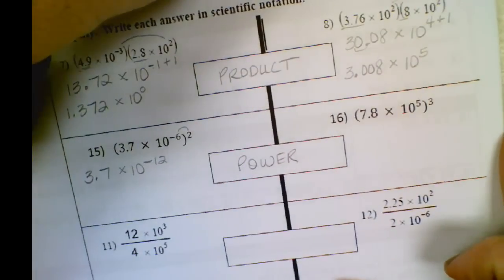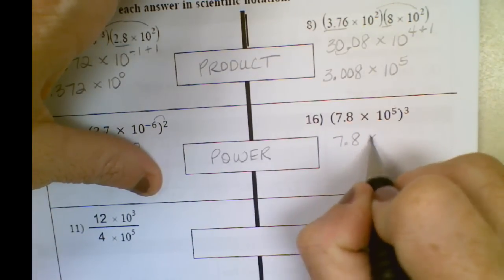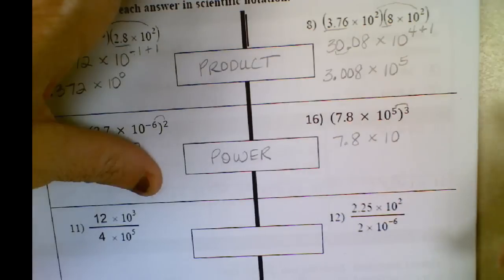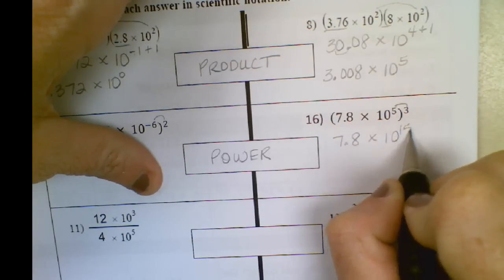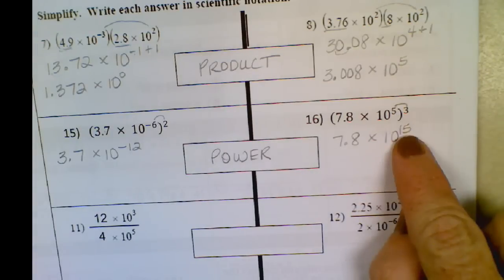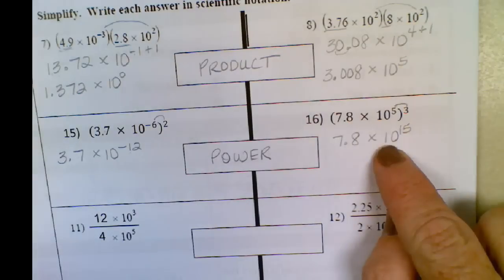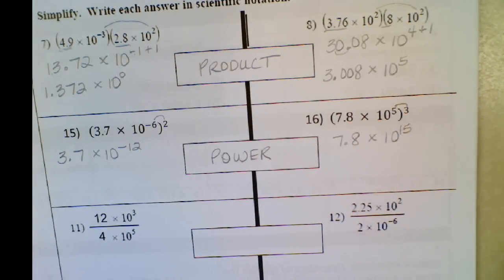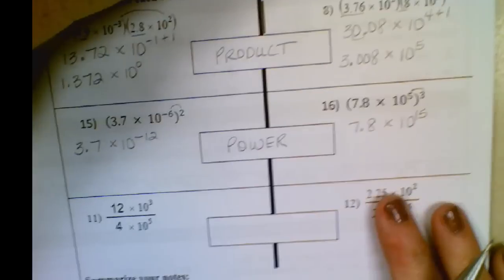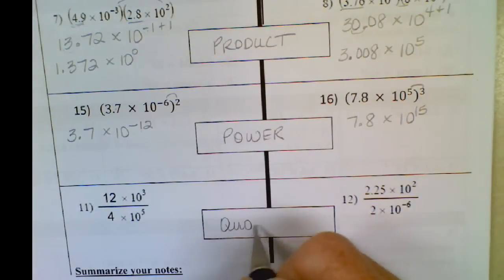Okay, let's do the power property one more time. So bring our number down, 7.8 times 10. When I raise a power to a power, I can just multiply the exponents, so I get 10 to the 15th. This is a really large number because that exponent is positive and it means a 1 with 15 zeros behind it.